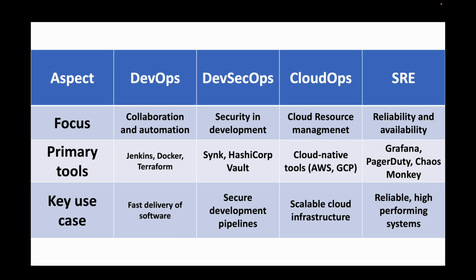Key use cases. So as a DevOps, the key use case is faster delivery of your software. So speeding up the deployment cycles and having your CI/CD pipelines in place. DevSecOps, the key use case is secure development pipeline. So security is the main focus. So every stage you will need to implement your security. CloudOps, providing a scalable cloud infrastructure, and as an SRE, providing reliable, high performing systems.